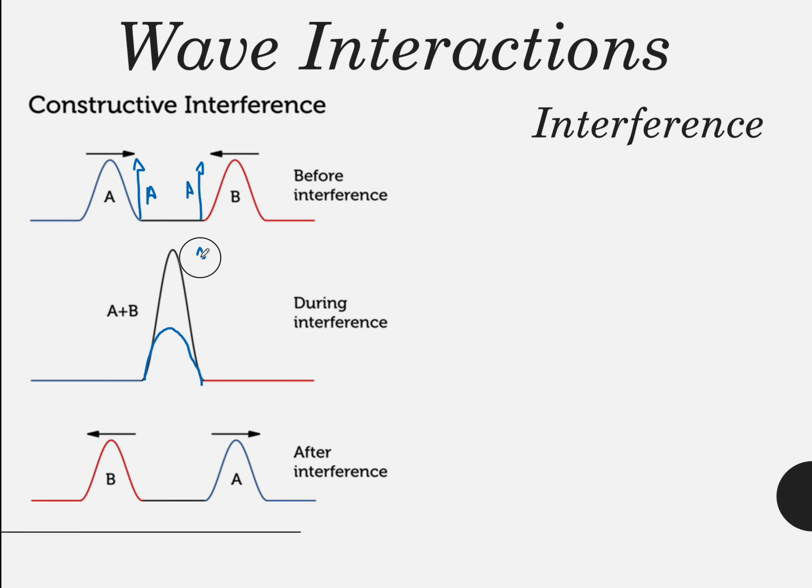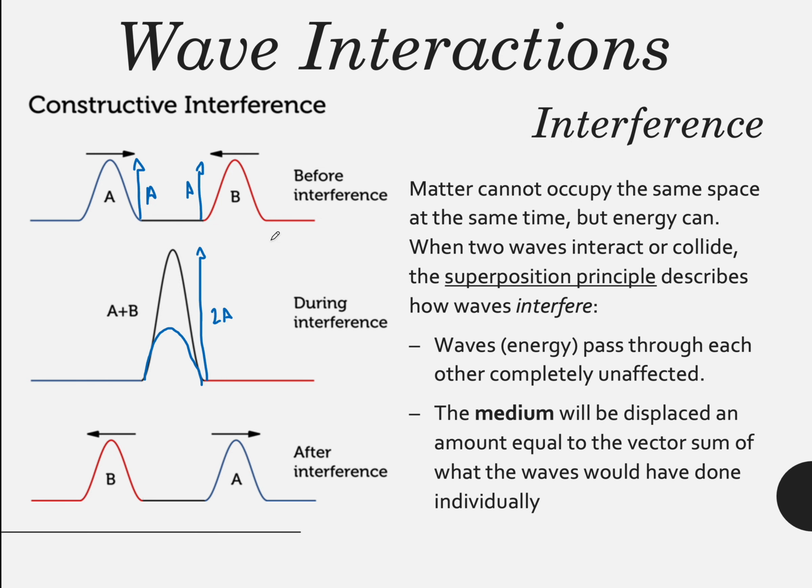The answer is this one has an amplitude of 2A, twice the amplitude. And then afterwards they move through each other. So B continues in the same direction, A travels in the same direction. This type of interference where they add together and produce an amplitude that's even larger is called constructive interference.